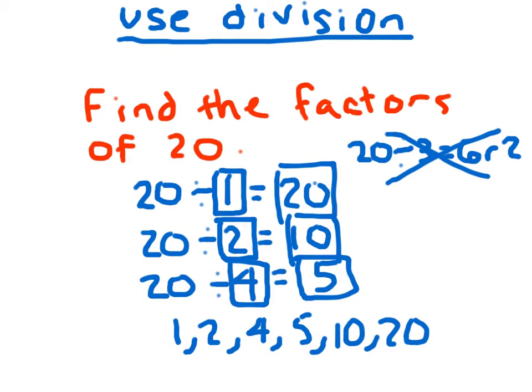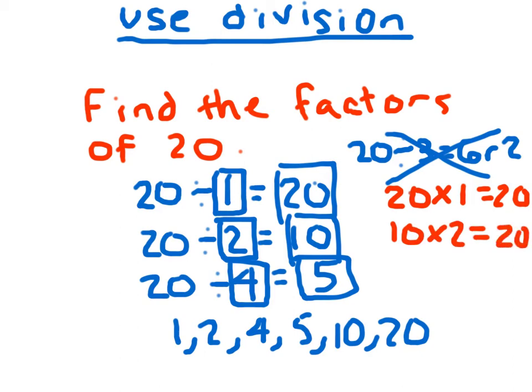The reason that this works is because if we did the inverse operation and we checked our work here, 20 divided by 1, it would be 20 times 1 equals 20. It would be 10 times 2, which equals 20. And it would be 5 times 4, which equals 20. And those, just like before, are factors of that multiplication problem. And we listed them in order: 1, 2, 4, 5, 10, and 20. Those are the factors of 20.